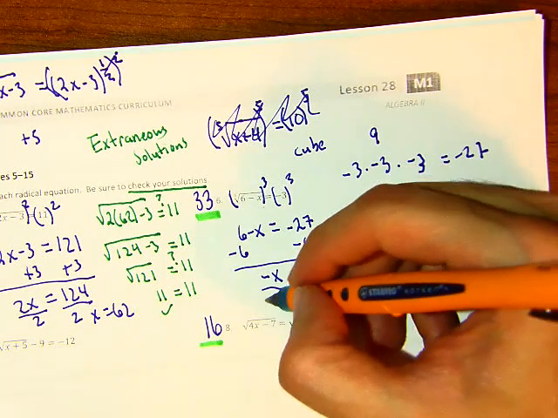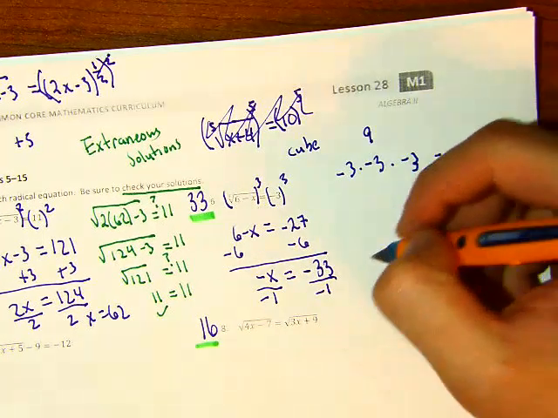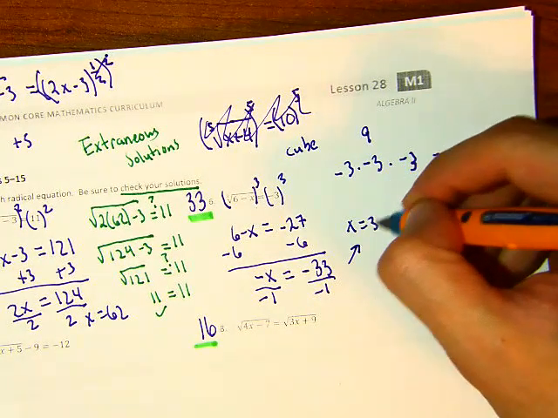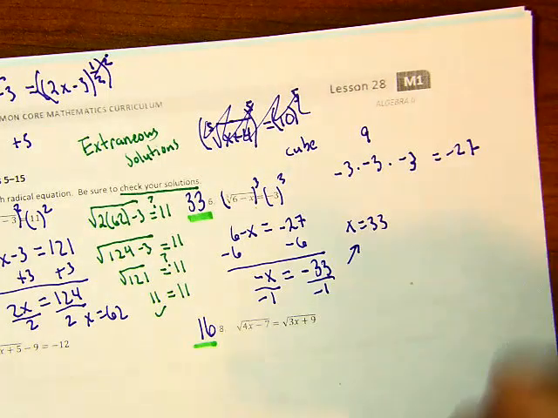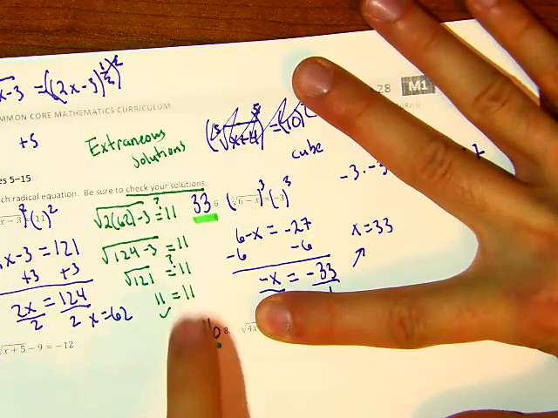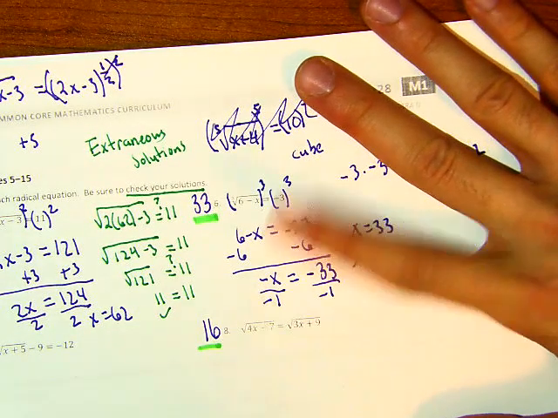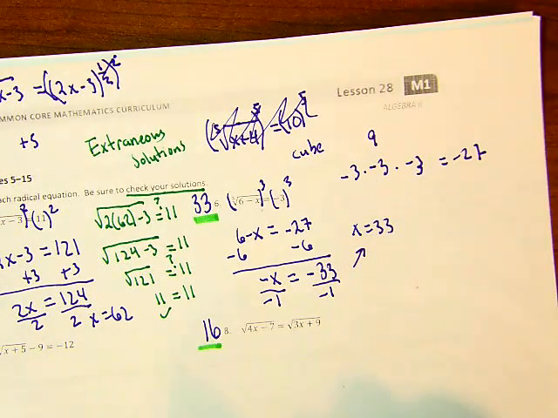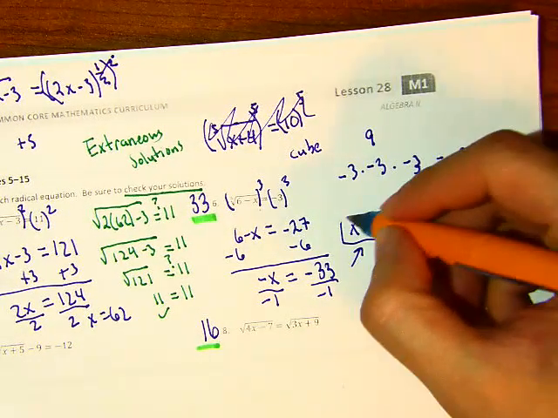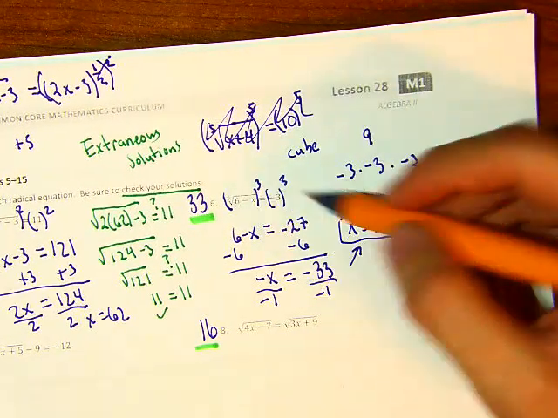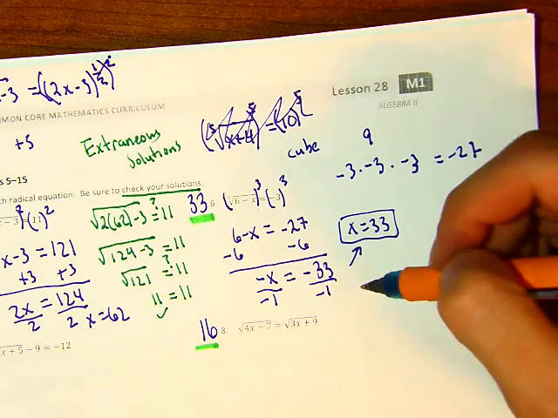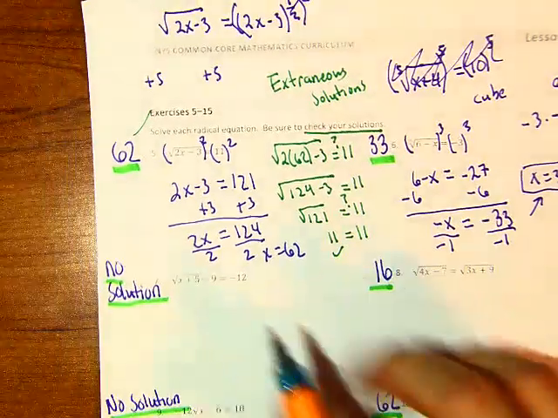You could divide by negative 1 on both sides, and then you get x is equal to 33. Or from here, you can even multiply negative 1 on both sides, and then you still get x is equal to 33. Okay? And if you check it, it will work. Let's look at the next one.